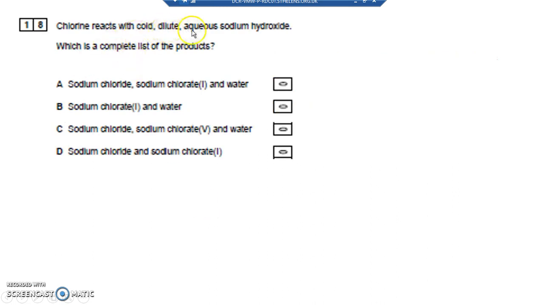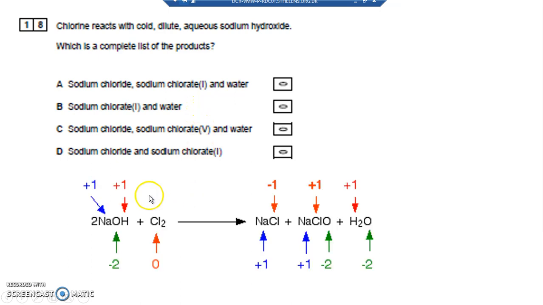Chlorine reacts with cold aqueous dilute sodium hydroxide, which is a complete list of the products? Well, this is something to learn, really. This is an equation you need to learn. Sodium hydroxide and chlorine makes NaCl, NaClO, and H2O. And so I've got NaCl, so it's either A, C, or D. I make water, so now we're between A and C. And so the final question is it sodium chlorate 1 or sodium chlorate 5?